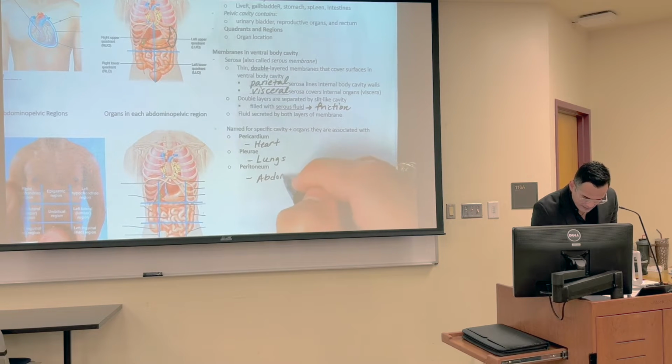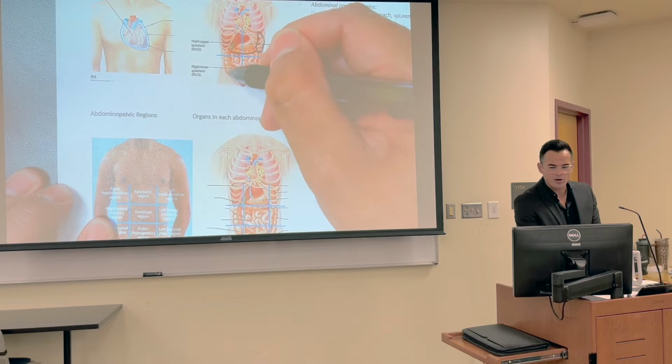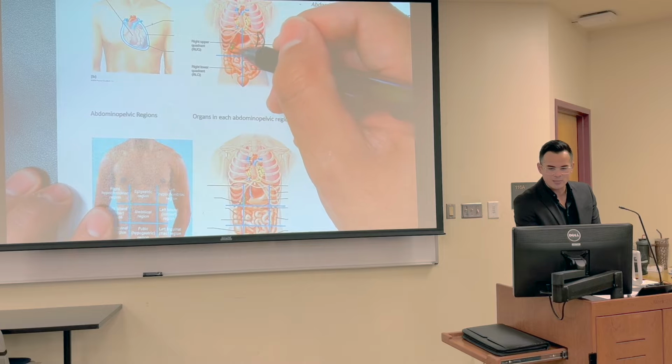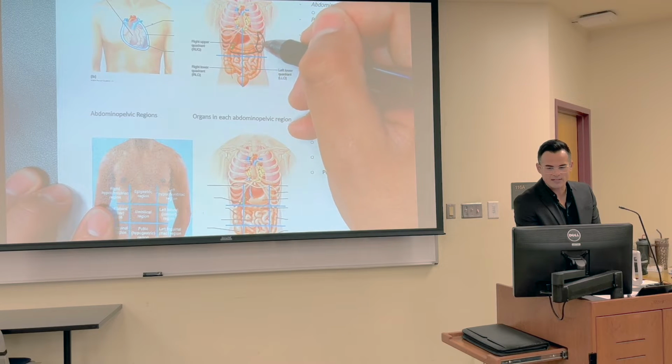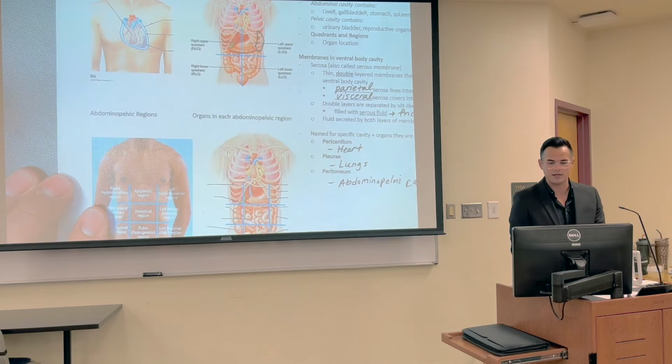abdominopelvic cavity. So this is the ascending colon, and then this is the first part of the large intestine known as the cecum. So you've got the cecum, and then this is the appendix, and then it goes upwards this way, and then it travels, so that's the transverse, we talked about that, and then this is the descending colon, sigmoid, until it becomes the rectum here towards the very end.